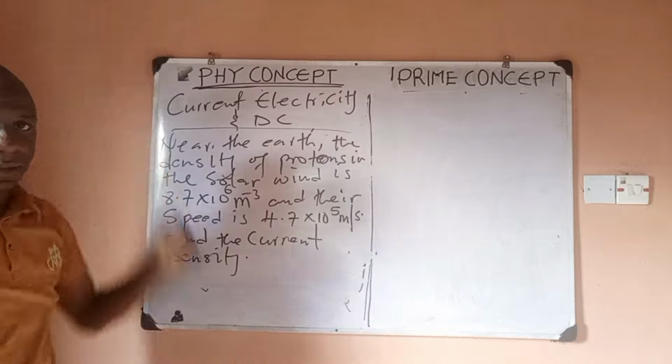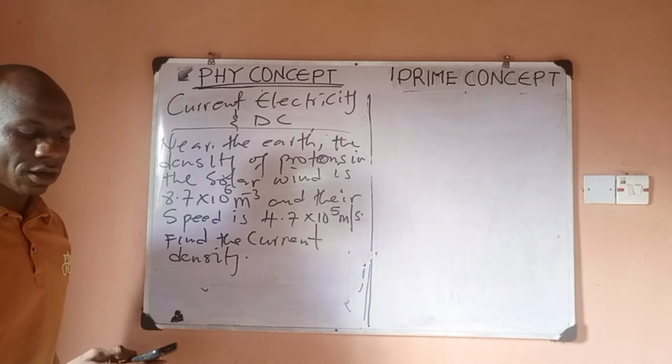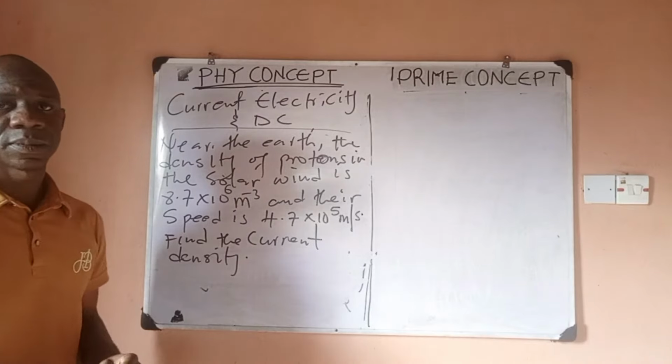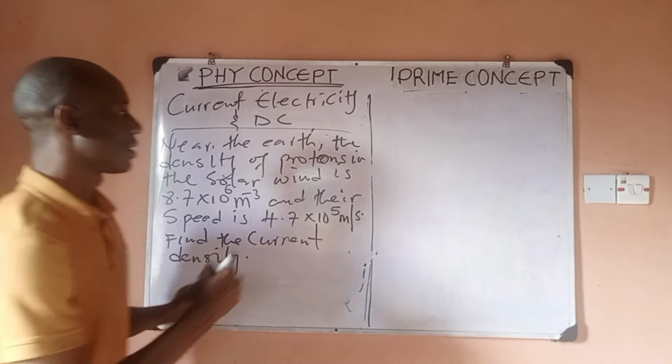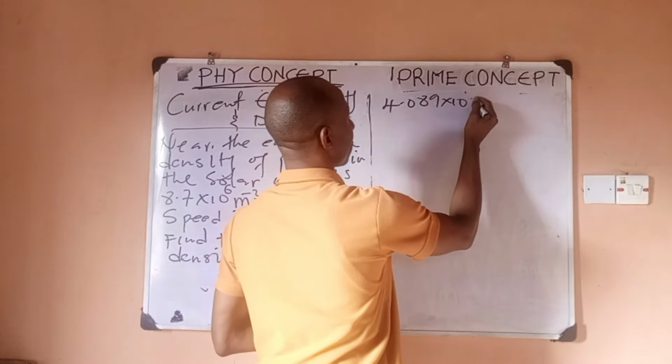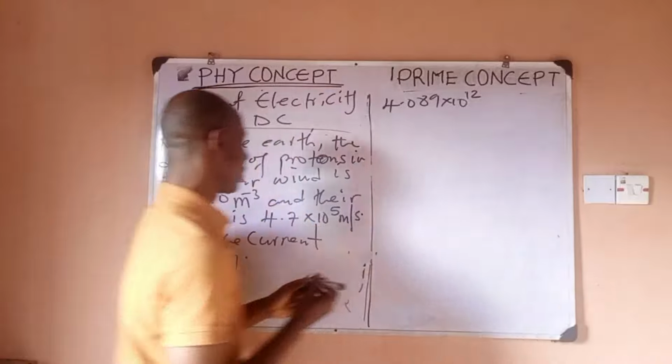Any answer? Chukwuemeka, I love the fact that you are always producing results. Thank you. 4.089. Okay, nice. 4.089 times 10 to the power 12. Okay, now let me solve and save time.